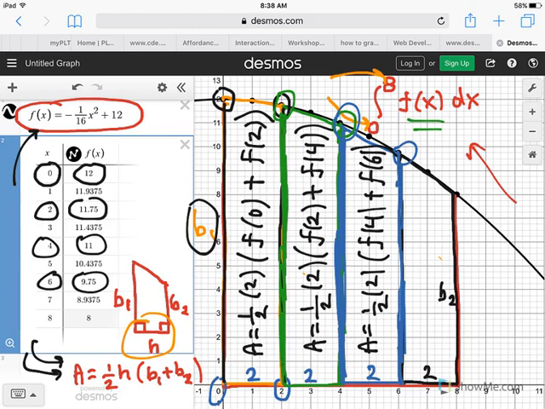And then the last trapezoid, which I will shade in black, is right here.